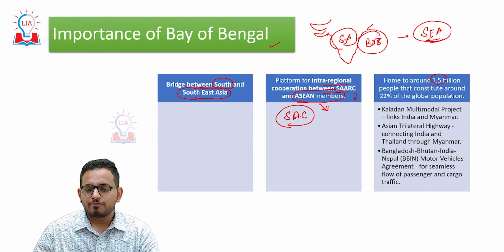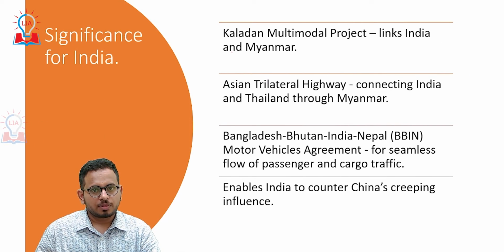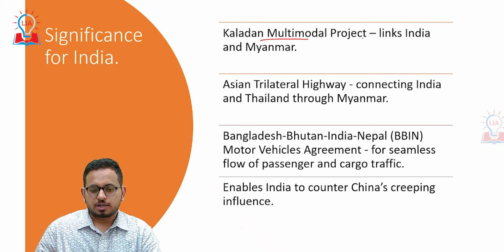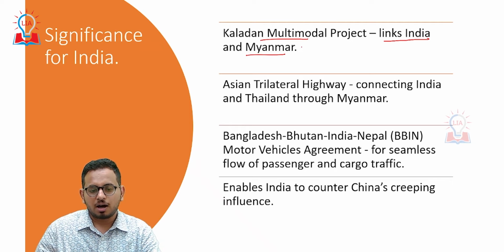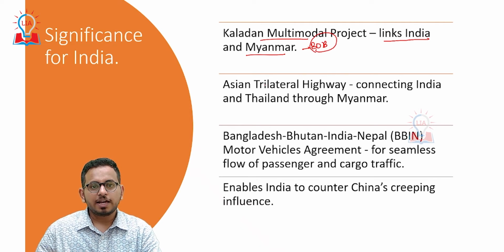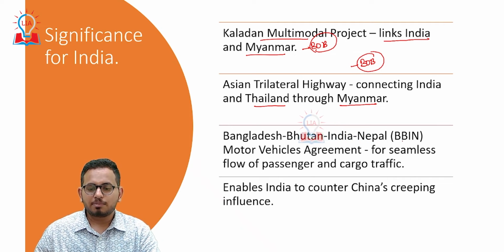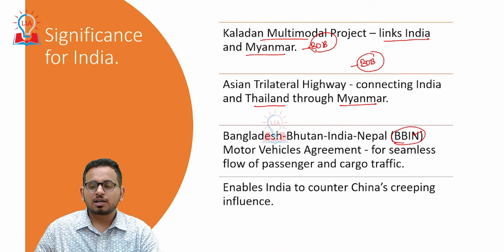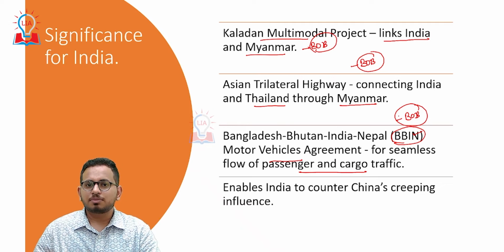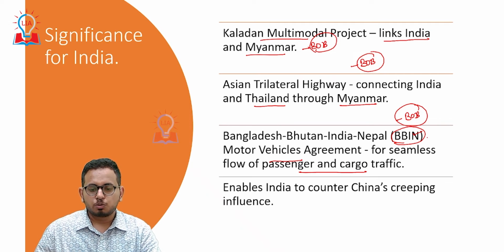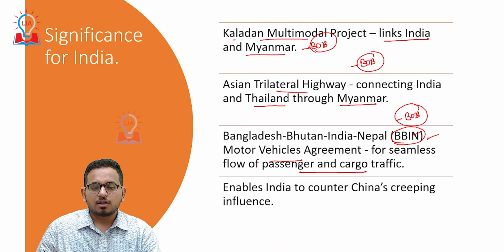It is home to around 1.5 billion people, which constitutes around 22% of the global population. This is the importance of the Bay of Bengal. What is the significance for India? The Kaladan multimodal project, which is being constructed in order to link India and Myanmar, is a part of the Bay of Bengal. The Asian Trilateral Highway connecting India and Thailand through Myanmar is also a part of it. The Bangladesh, Bhutan, India, Nepal BIMSTEC corridor also is a part of the Bay of Bengal.